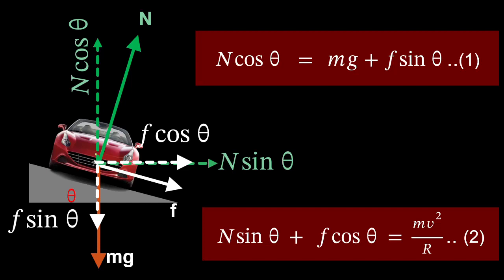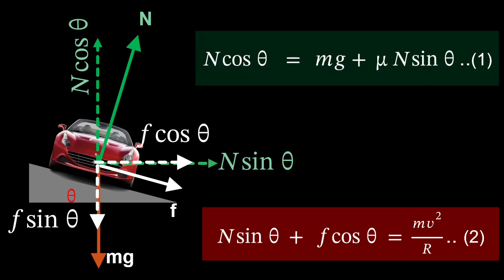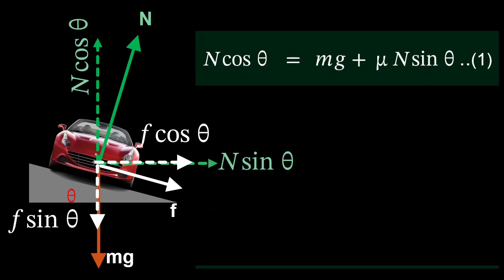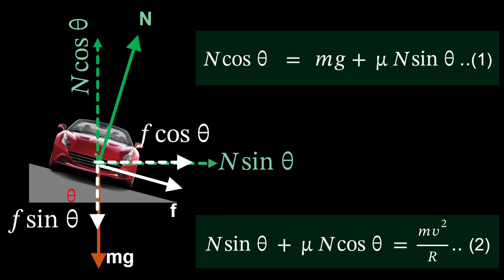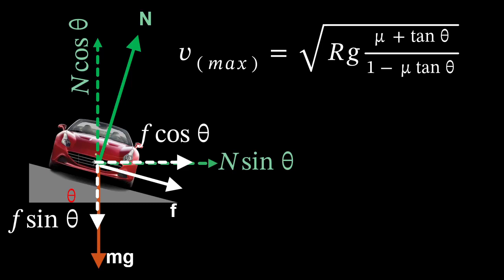To obtain maximum velocity, let us put F equals mu N in equations 1 and 2. Equation 1 gives N cos theta equals mg plus mu N sin theta. And equation 2 gives N sin theta plus mu N cos theta equals mv squared by r. Simple solution of equations 1 and 2 gives v max equals the square root of r g multiplied by the ratio of mu plus tan theta and 1 minus mu tan theta.